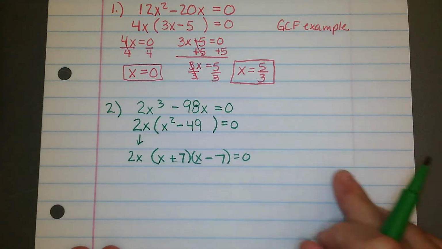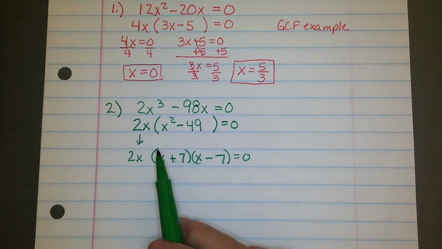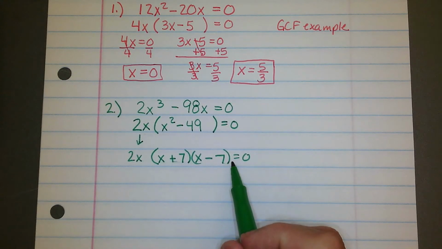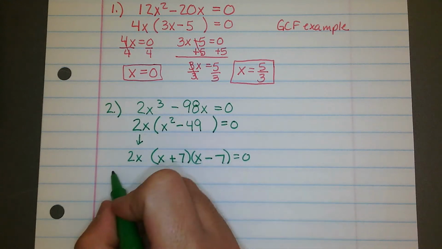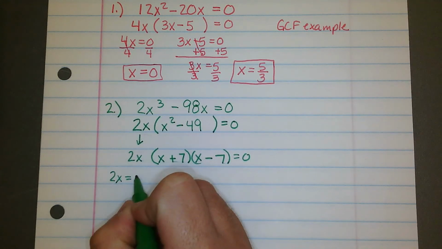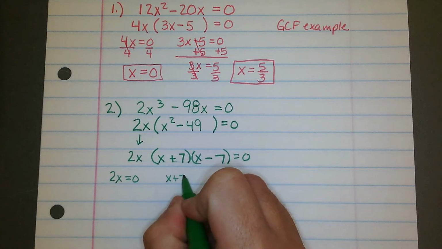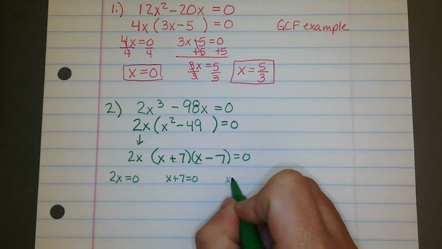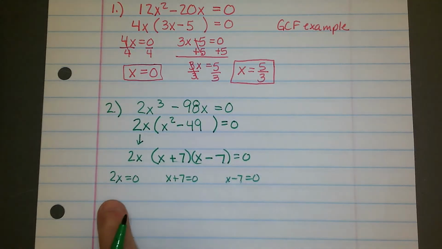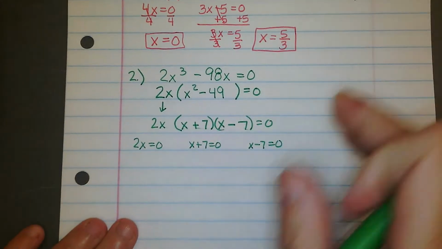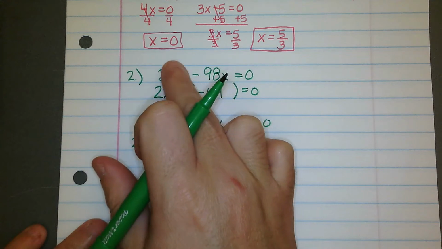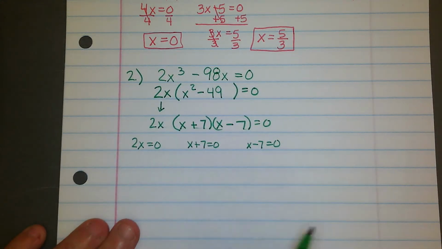This is not the solution. This is how we get the solution. So we have it factored completely now. And now we're going to set each little factor equal to 0. So I'm going to have 2x equals 0. I'm going to have x plus 7 equals 0. And I'm going to have x minus 7 equals 0. And I'm going to solve each mini equation for x. That's going to give us 3 solutions. X cubed can have up to 3 solutions.